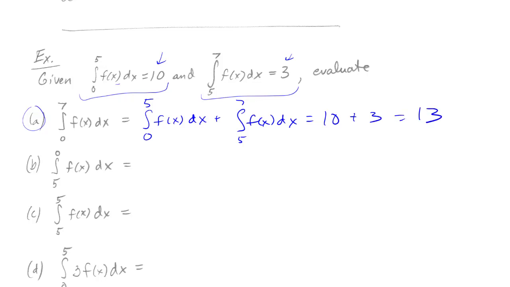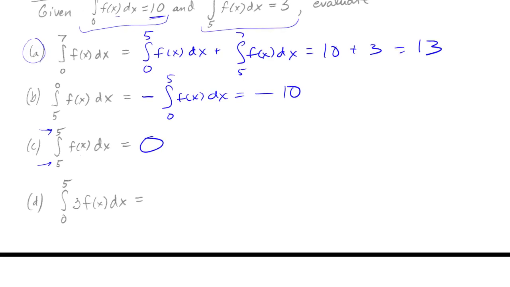Good. How about the integral from 5 to 0 of f of x dx? Well, we only know the integral from 0 to 5, but we know 5 to 0 would be the negative of 0 to 5. So it would be negative 10. How about the integral from 5 to 5? Oh, same point. That's 0.